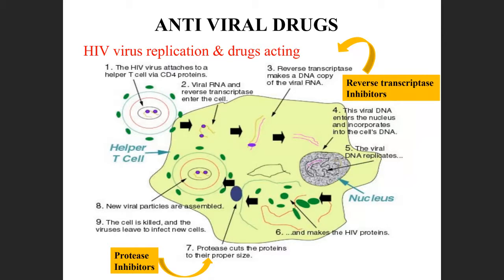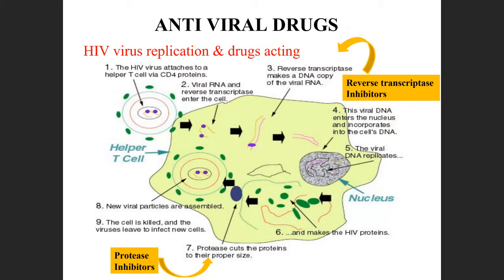Now from there, what will happen? The reverse transcriptase enzyme plays a very important role. This enzyme makes a DNA copy of the viral RNA. It is actually responsible for duplicating the viral RNA and making a DNA copy of it. Once the viral DNA is formed, that DNA goes to the nucleus, and in the nucleus of the normal cell, the viral DNA replicates. After replicating, it will try to produce more HIV proteins. When these proteins are produced, another enzyme, the protease enzyme, cuts the protein into proper sizes to make it useful.